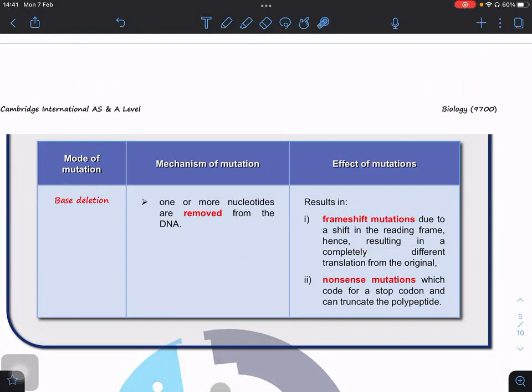Another one is called nonsense mutation, because when you add or remove a nucleotide, the process of mutation accidentally introduces a stop triplet. So it means that the translation process stops halfway. Therefore, you get a truncated polypeptide, which means your polypeptide becomes shorter.